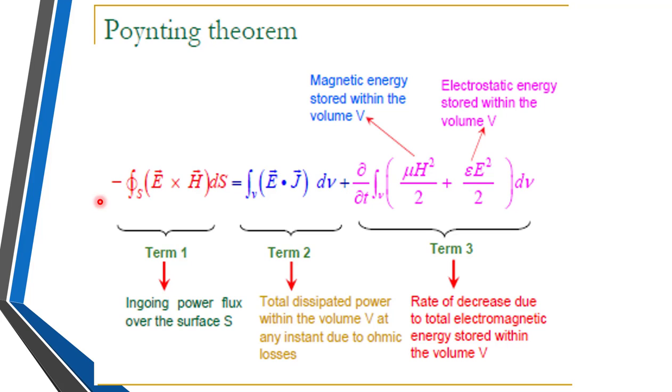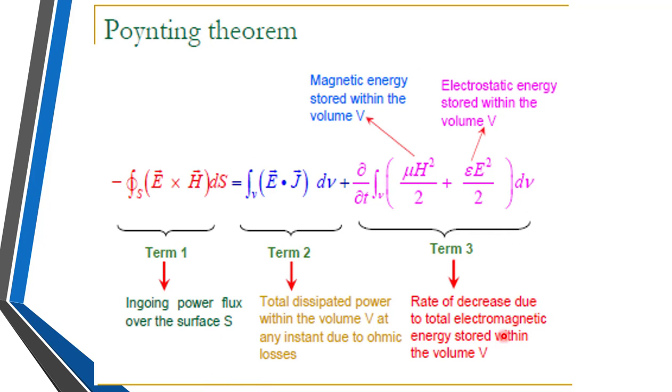Surface integration, or negative surface integration, of E bar cross H bar dS is equal to the volume integration of E bar dot J bar dV plus ∂/∂t of the volume integration of (μH²/2 and εE²/2) dV.